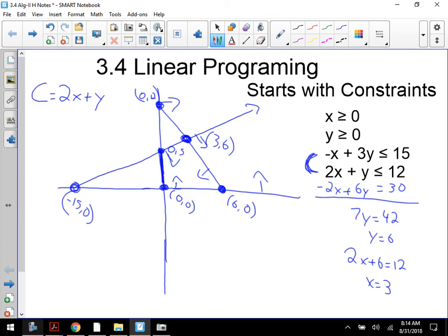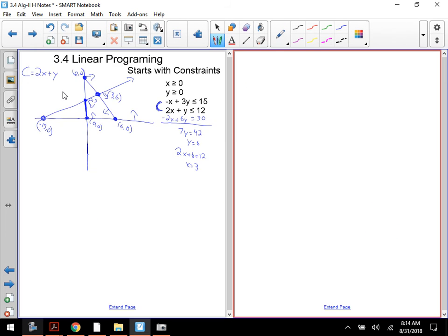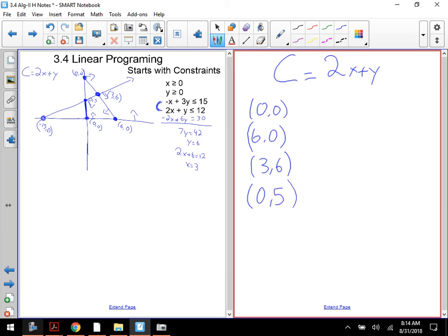What this means is I'm going to take the 4 ordered pairs that I have. Put this on a clean sheet real quick. I'll double it up. I'm going to take my objective function, C equals 2x plus y, and I'm going to check it with my ordered pairs: 0, 0; 6, 0; 3, 6; and 0, 5. I'm going to figure out which one of those ordered pairs gives me the maximum value, and which one gives me the minimum value. And all I'm doing is substitution.